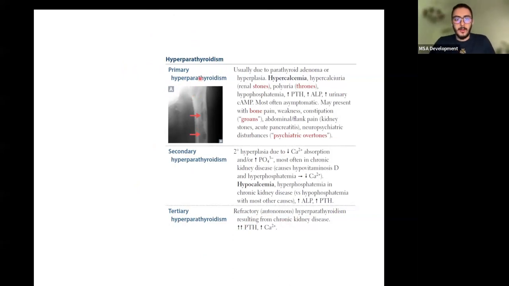Starting with primary hyperparathyroidism, what do I mean by overactivity of the gland? Basically, overactivity of the gland for any reason. The first and most common reason is cancer. Cancer is an overactivity of the gland, right? You have a tumor that is secreting PTH, usually due to parathyroid adenoma or hyperplasia of the parathyroid gland secreting more PTH.